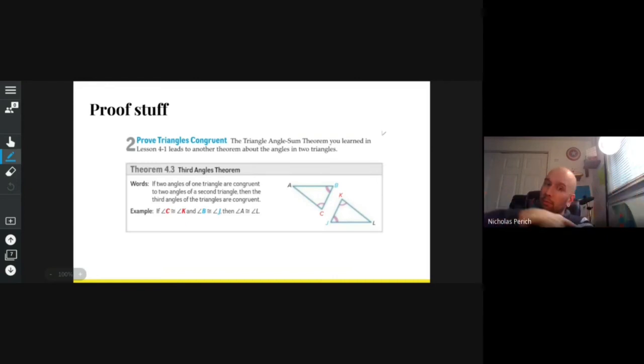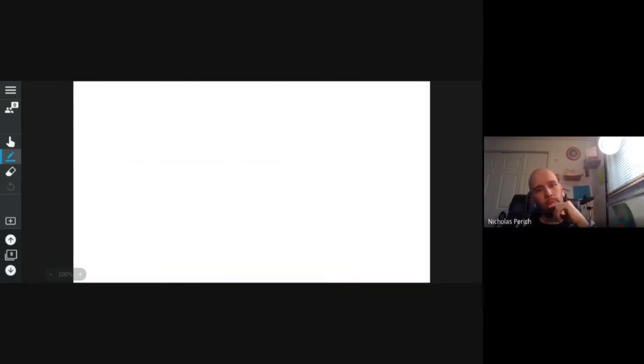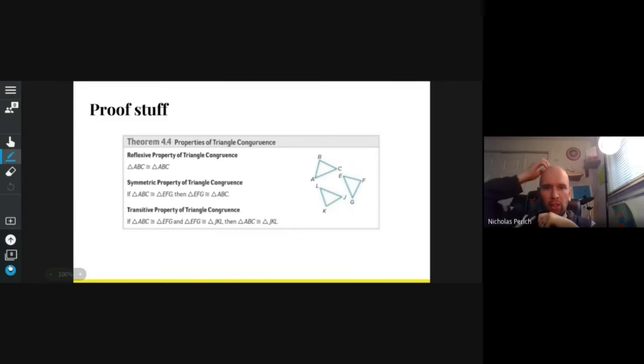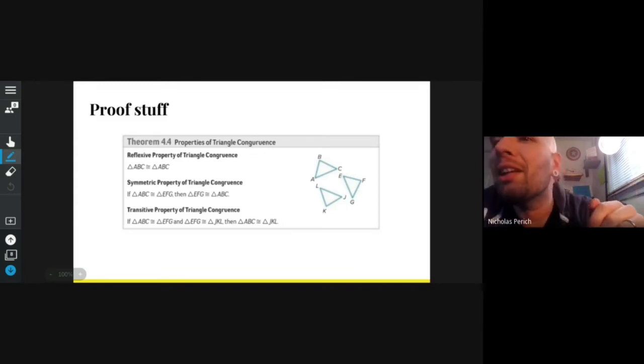Speaking of TAT, so third angle theorem. Let's take a look at some other stuff that we already know. Reflexive property means an angle or a triangle equals itself. Symmetric means if I were to say this triangle equals that triangle, then that triangle equals this triangle. And the transitive property is basically saying if red equals blue and blue equals green, then red equals green. I know that's hard to understand because I use colors that aren't equal to each other. But if, never mind.